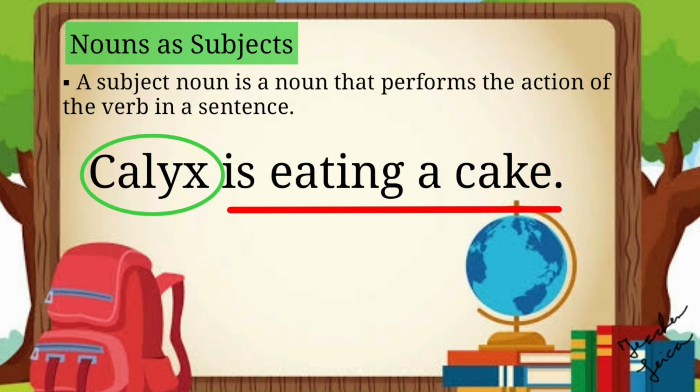Okay, example. Calix is eating a cake. Who does the action in the sentence? Calix. So Calix is a name of a person which is used as the subject noun in this sentence.